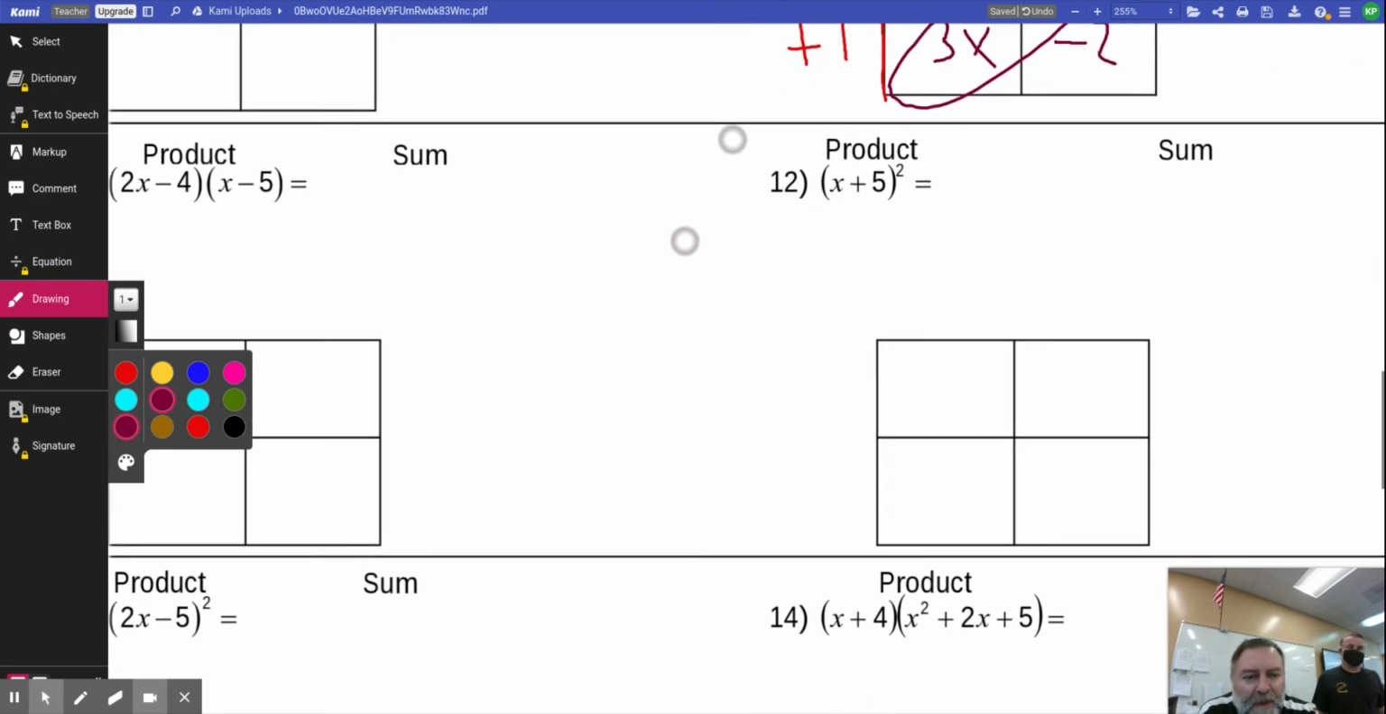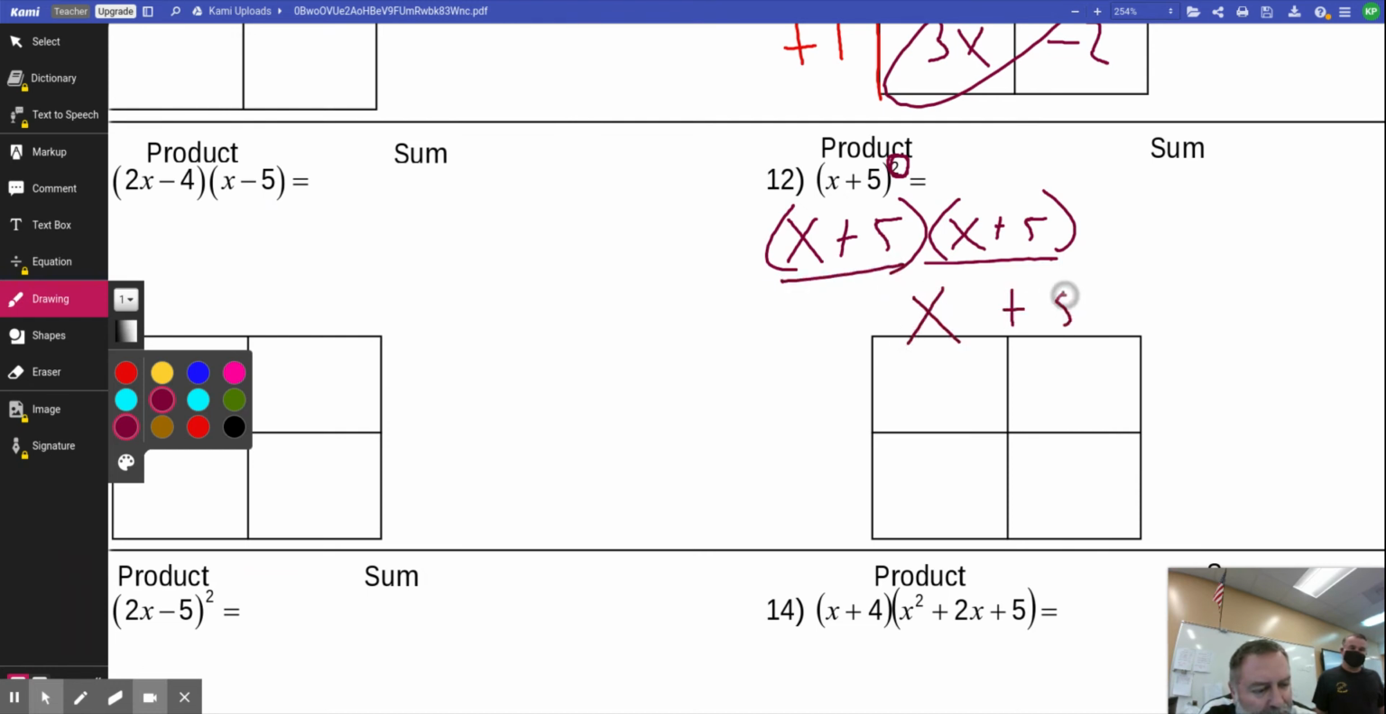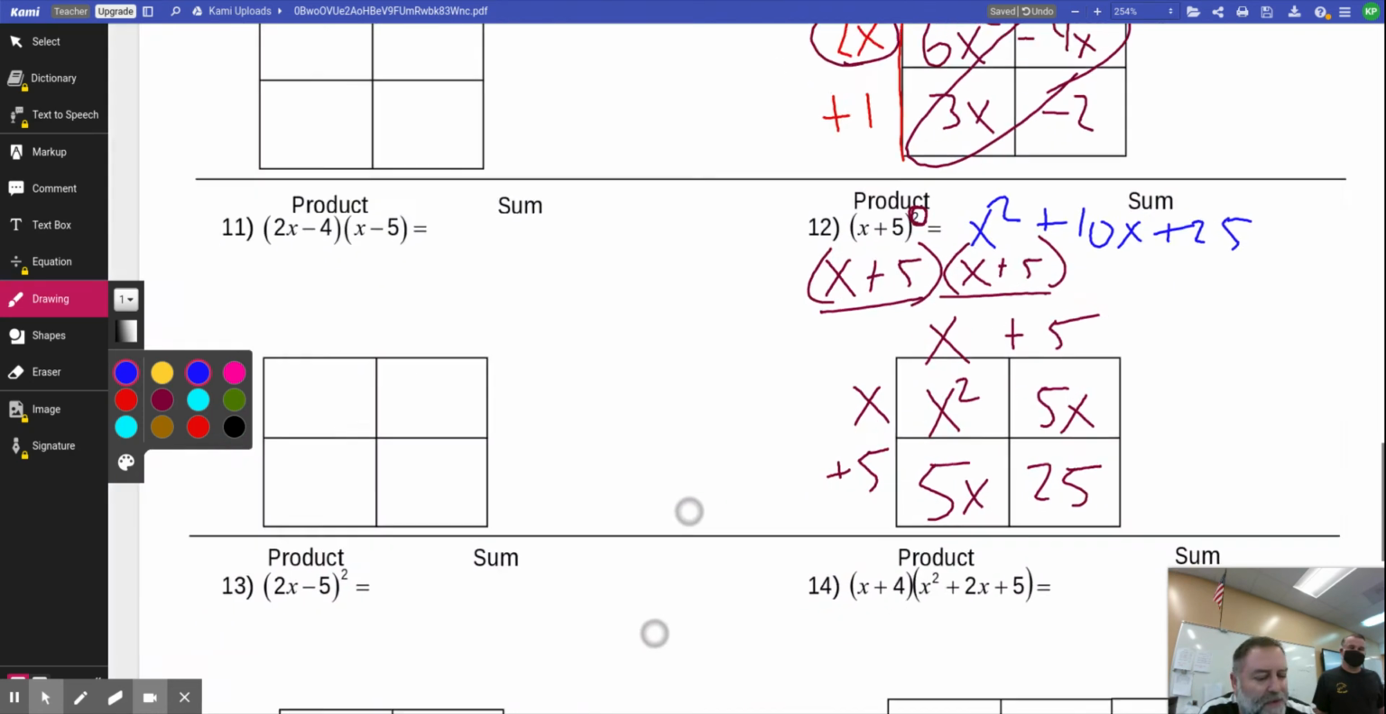And people always get confused on this squared. Squared means times itself. So that's x plus 5 times x plus 5. That's one side length, that's the other side length. x squared is x times x, and then 5 times x is 5x, x times 5 is 5x, and a big fat 25. So when you combine the like terms, you get x squared plus 10x plus 25. Look how my handwriting is getting worse.